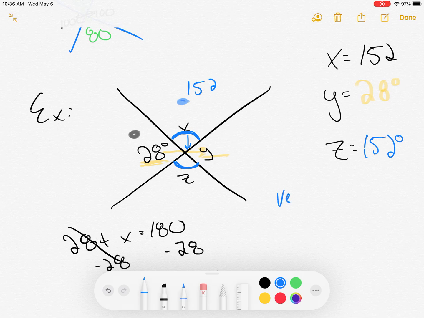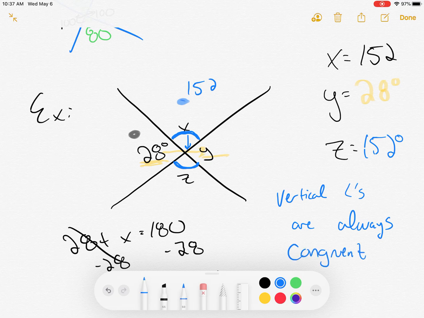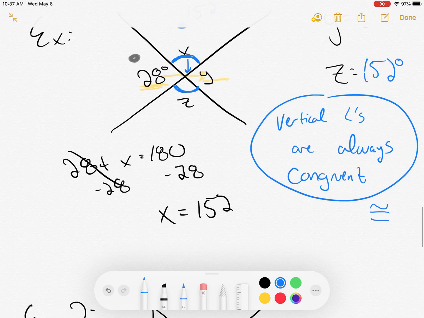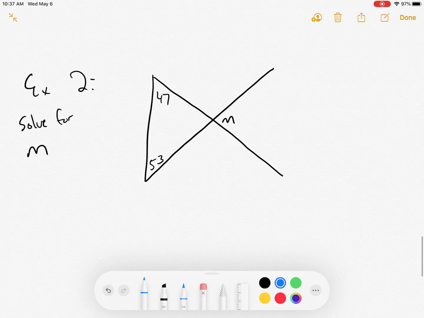Okay, that is using, like I said, vertical angles. Vertical angles are always congruent. Congruent just means like equal. It's a geometry term. The symbol for congruent, I used to call it toothpaste. Looks like that. Okay. Last thing for today, example 2 says to solve for m.